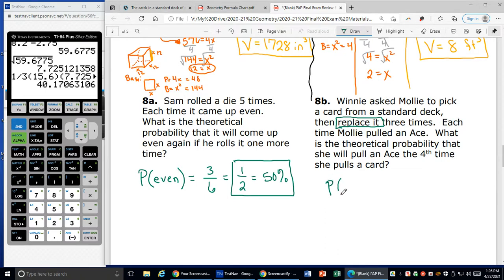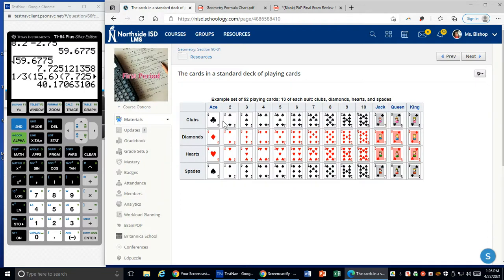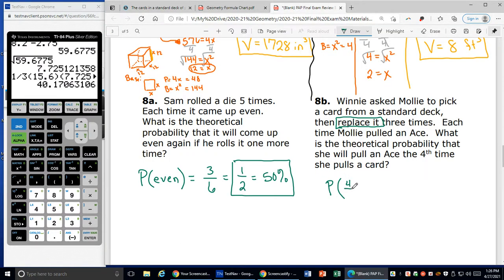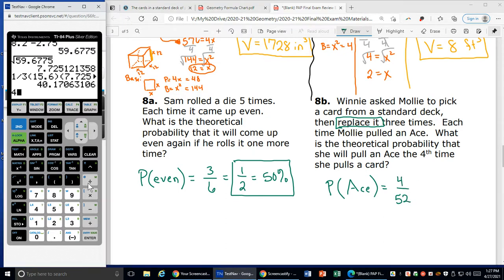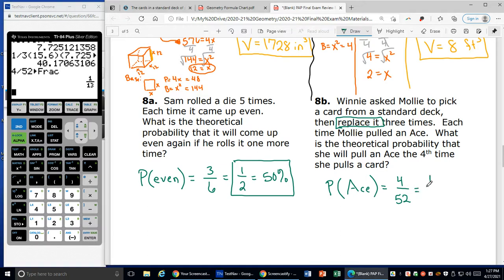So when I find the probability that the next time she's going to pull an ace, what's the probability that this next time she pulls an ace? There are, well, let's see, how many aces in the deck? 1, 2, 3, 4 aces out of 52 cards. Oops, let me rewrite this a little bit more standardly. I'm looking for the probability that we draw an ace. There are 4 aces out of 52 total cards. 4 divided by 52, make it a fraction, is 1/13.